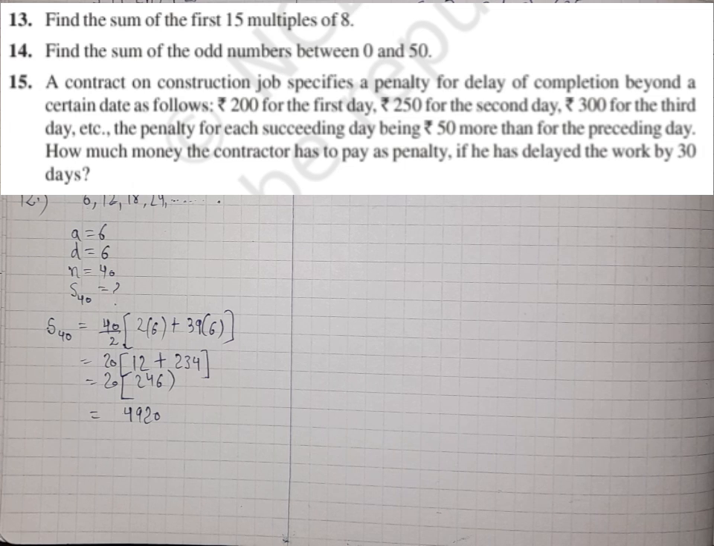Question number 15. A contract on construction job specifies a penalty for delay of completion beyond a certain date as follows. Rupees 200 for the first day, rupees 250 for the second day, rupees 300 for the third day, etc. The penalty for each succeeding day being rupees 50 more than the preceding day. How much money the contractor has to pay as penalty if he has delayed the work by 30 days?